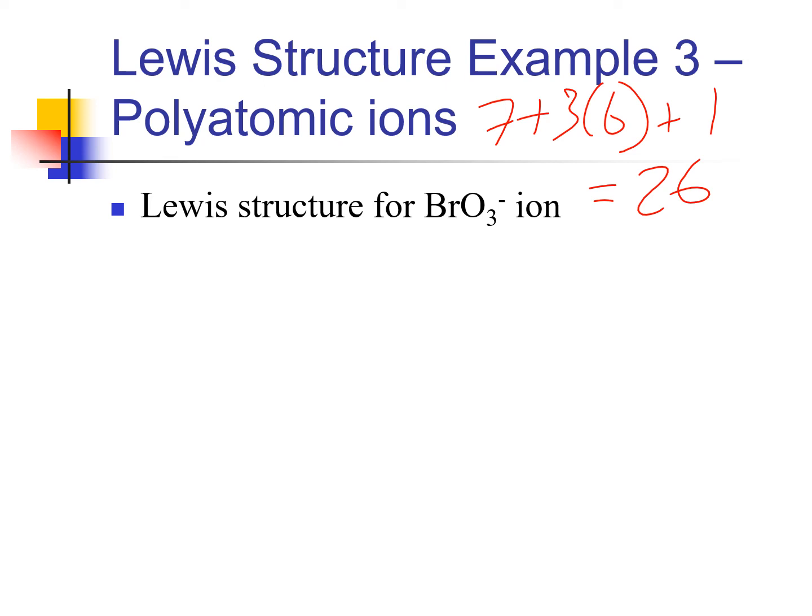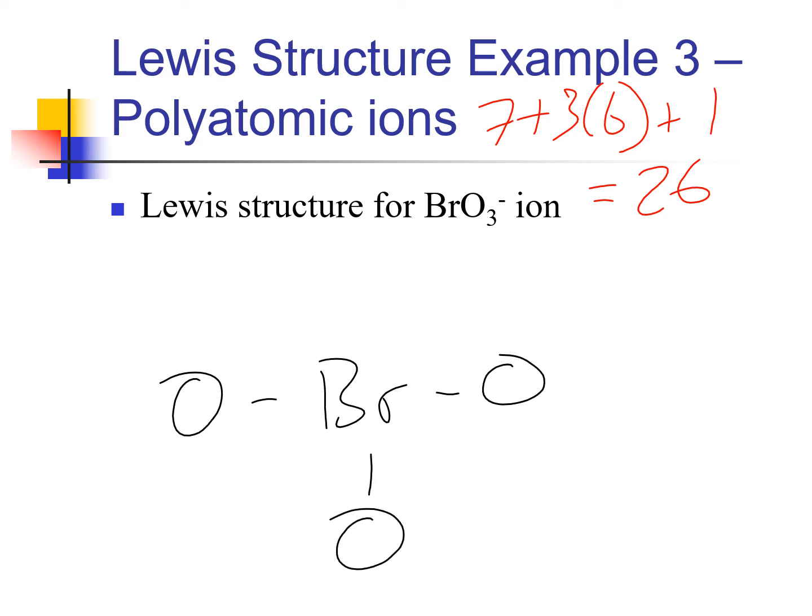I set up my base structure: bromine in the center, Br, O, O, O. I just used up 6 electrons. That leaves me with 20. Again, I fill in the outer portion: 1, 2, 3, 4, 5, 6, 7, 8, 9, 10, 11, 12, 13, 14, 15, 16, 17, 18. That leaves me with 2 left. Any leftovers get placed on the central atom.